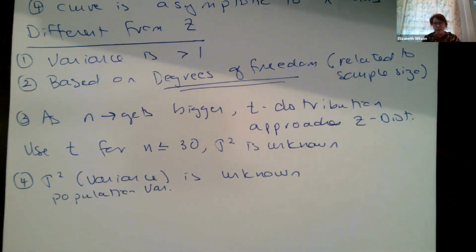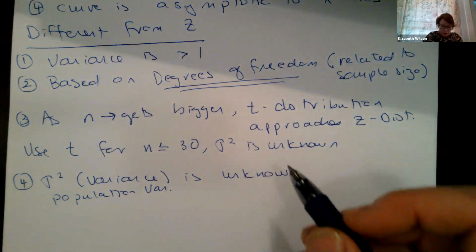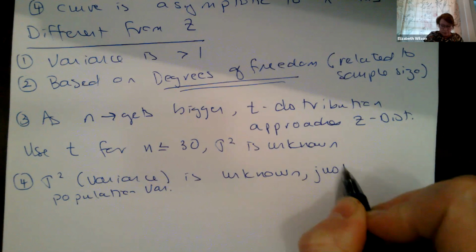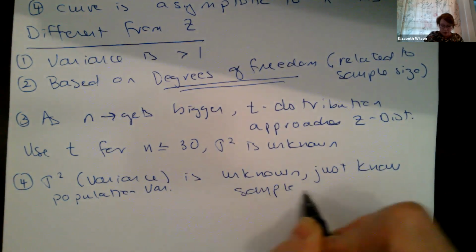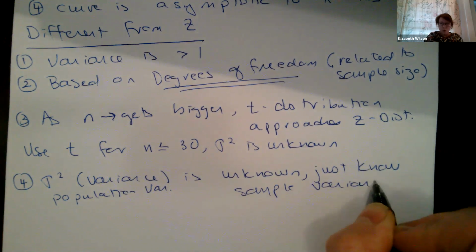But now in reality, we don't know what the population mean is. We don't know what the population variance is. So we need to use the t-table, t-test. Okay, so all that we know is our sample variance, which is more like reality, right?